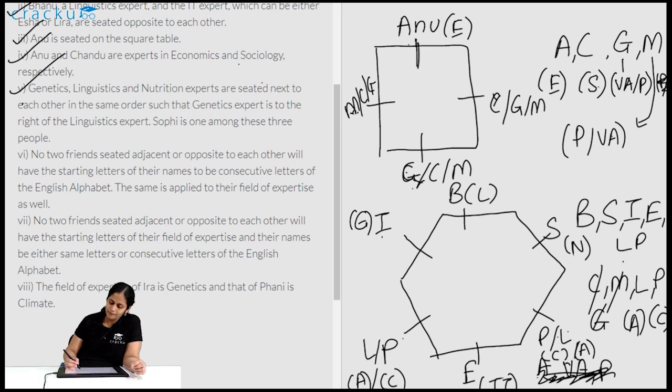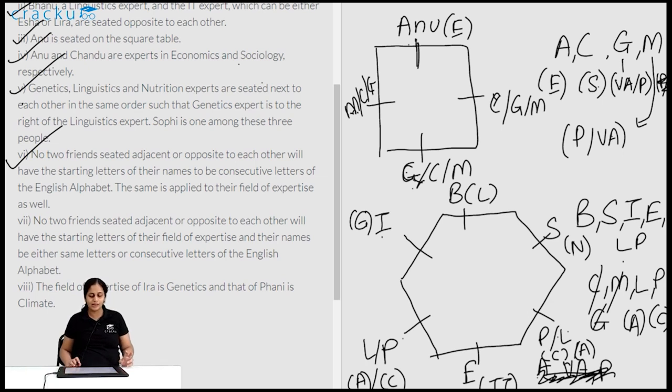A, C, E, G, M, S, V, A, V, P. None of these are adjacent to each other. So neither are these the same letters nor are they adjacent to each other, nor are they consecutive letters. So it will not help me over here also. So this particular condition is not helping me remove any of the remaining uncertainties. So I can tick it off.